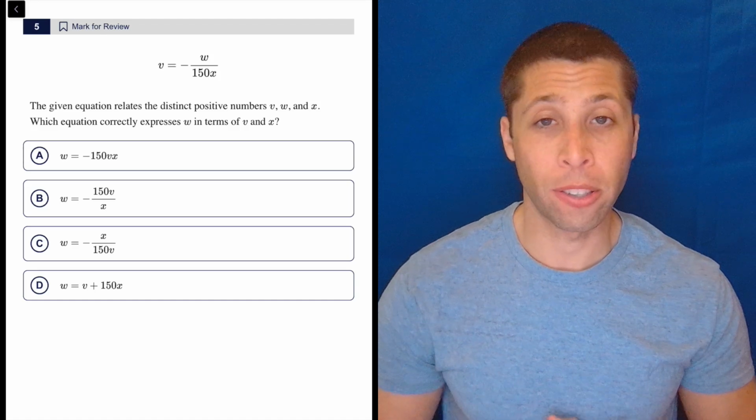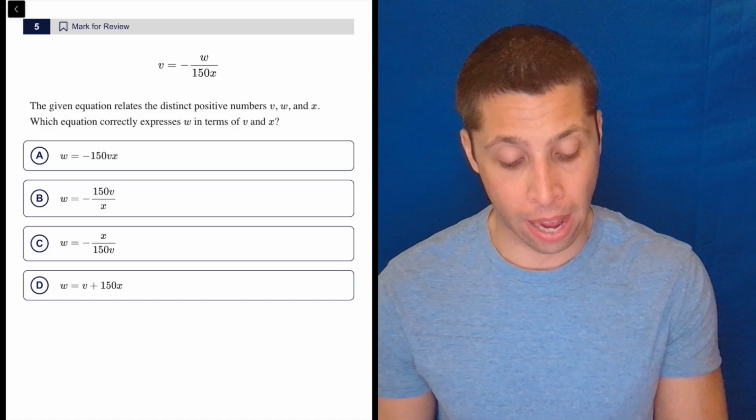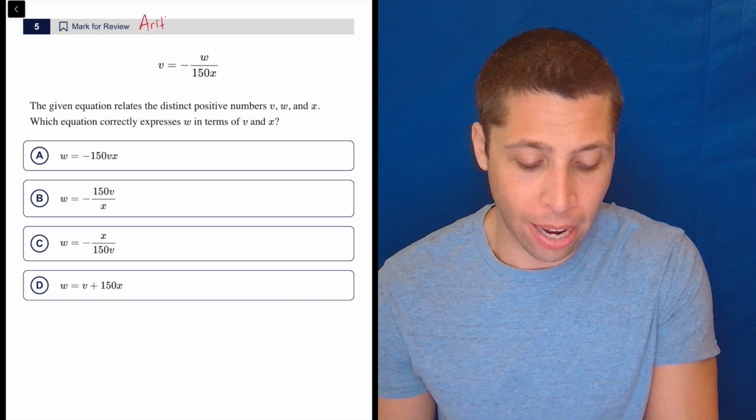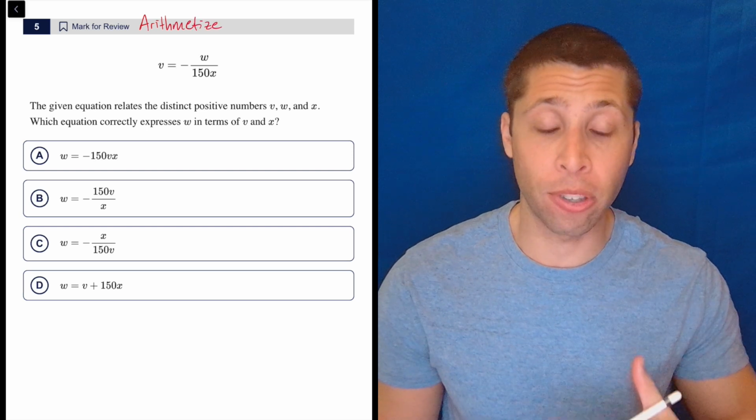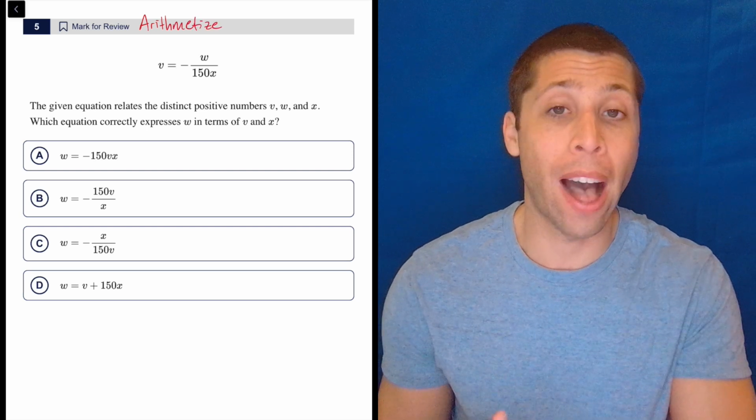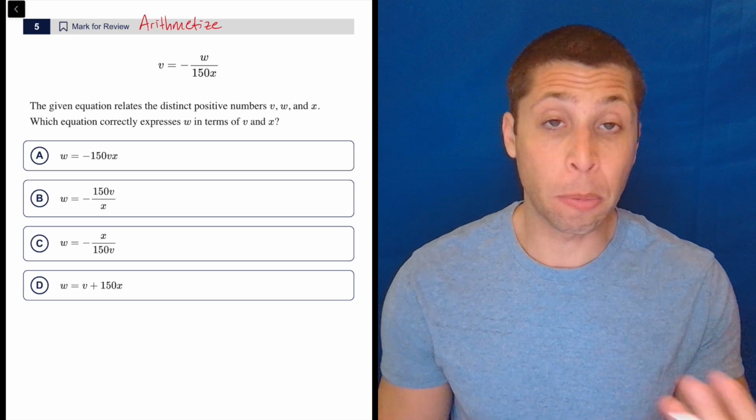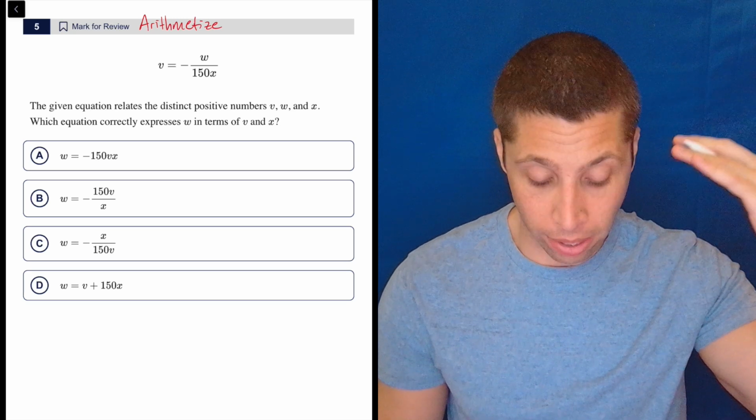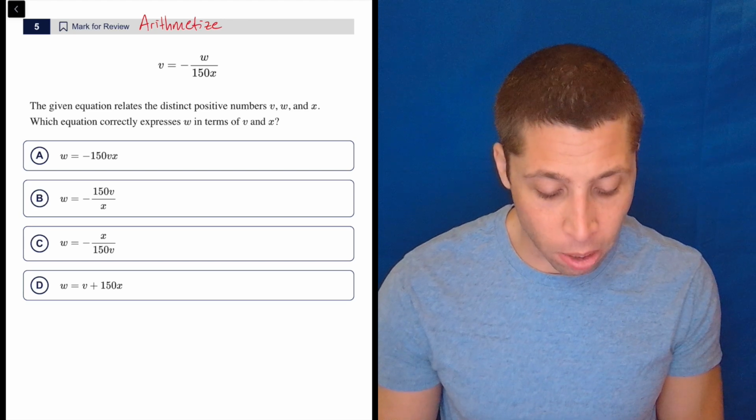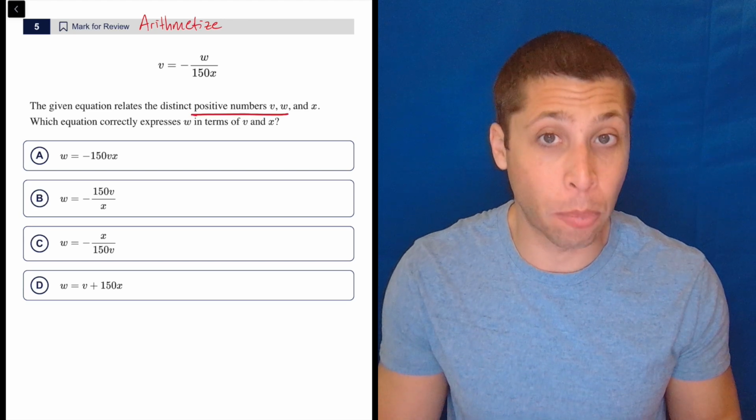So the first thing I noticed about this question is that I could arithmetize. And for the sake of it, I will show you how to do that. Now, the reason I know I can arithmetize, which is that strategy where I make up my own values for the variables, is that none of the variables matter, right? The v, w, x, they're in the initial question. They're in the answer choices. All I need to know is that they're positive numbers. I can make them any number I want.